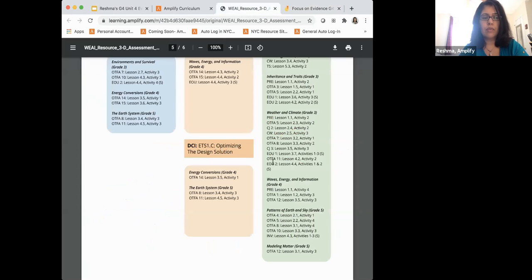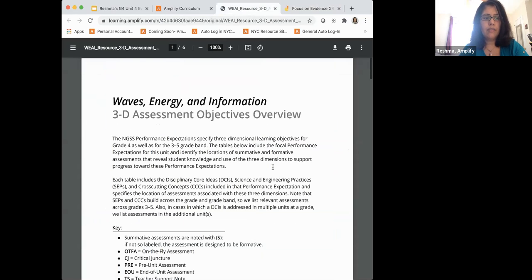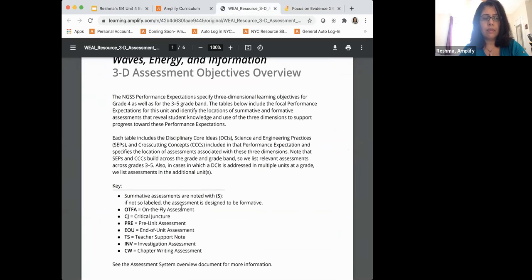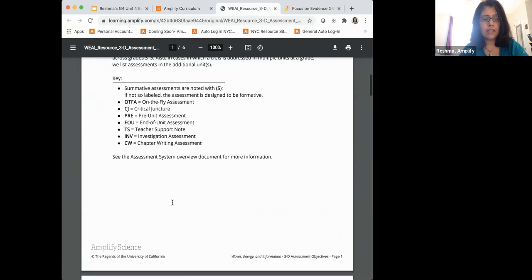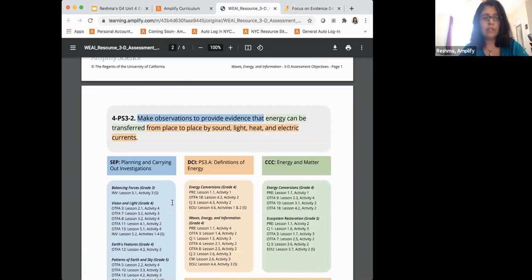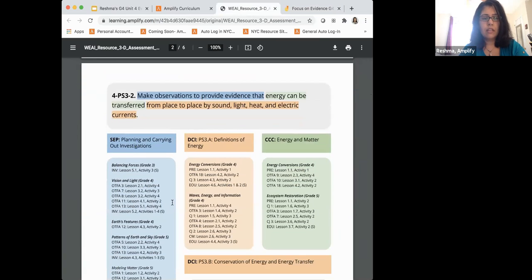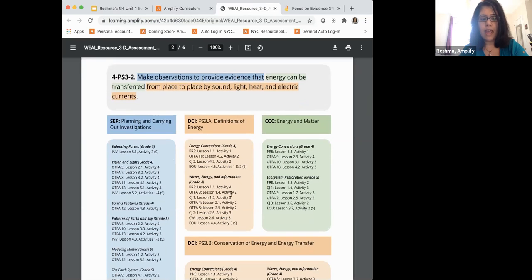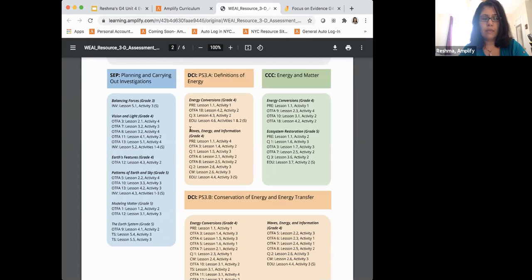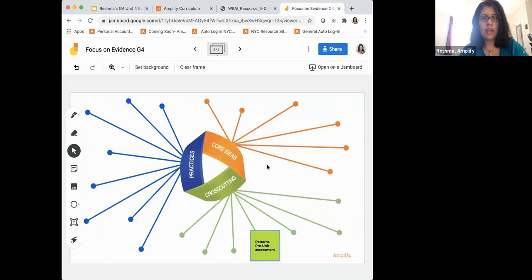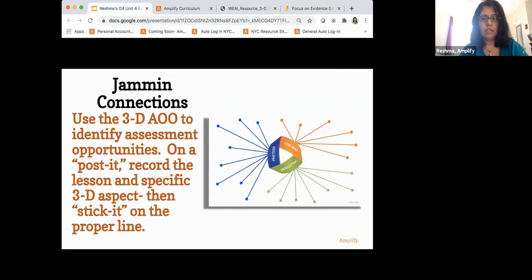Again, just reviewing how you would use this. If you look at the first page, folks, it gives you the labels, on the fly assessment, critical juncture, what the different acronyms stand for. Then on each page, it gives you performance expectations and where the three dimensions can be assessed, both in that unit and, if not in that unit, in other units across the grade band. Please focus on waves, energy, and information. Identify a dimension and the lesson it's assessed in. Go ahead and post it here, and we'll come back together in 2 to 3 minutes.